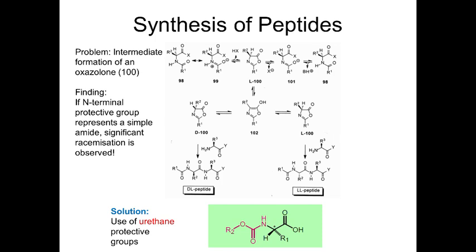of our peptide material. The solution to this problem was that the finding was made that when, instead of simple amides as protective group, urethanes are used, then the oxazolone formation can be prevented, and that's why urethane protection groups are nowadays used for protecting the alpha amino group in amino acids.